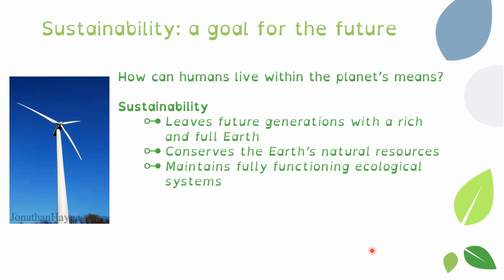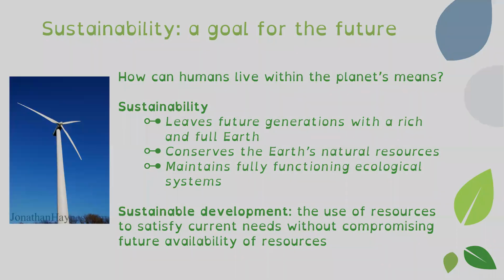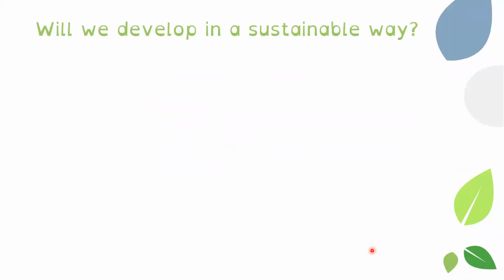We conserve Earth's natural resources. We maintain fully functioning ecological systems. So this means that also, because humans are not the only ones who use the Earth and benefit from the Earth, our impacts are also impacting other species. And so being conscious of that and about their generations as well. So then sustainable development is the use of resources to satisfy current needs without compromising future availability of resources. So thinking about the future and making those choices as we develop further. So will we develop in a sustainable way? Can we actually do that?